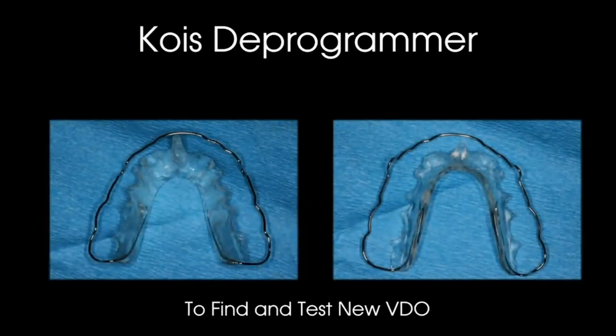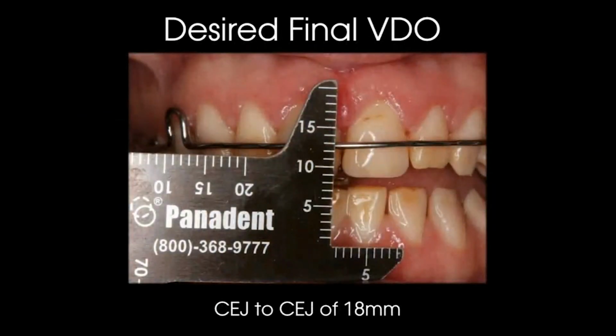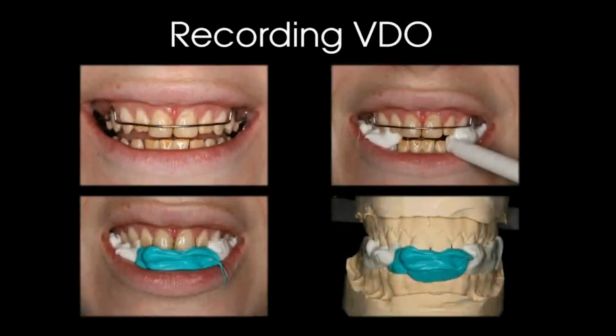And then I have her in the Kois deprogrammer. And then with the Kois deprogrammer to test her vertical dimension, I want to take her to a CEJ to CEJ of about 18 millimeters. So that's my desired vertical dimension. By opening her bite, it gives me room to add porcelain to the posterior teeth as well, and without prepping much of the posterior teeth, save the stainless steel crowns. So here I am, I got her holding the Kois deprogrammer.